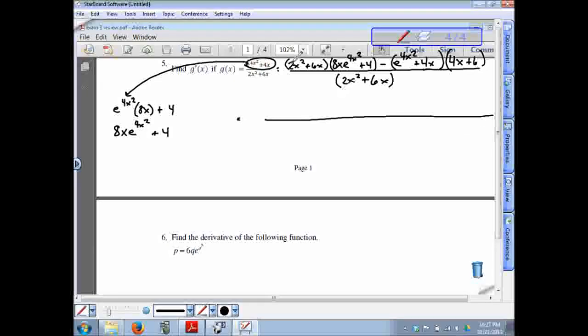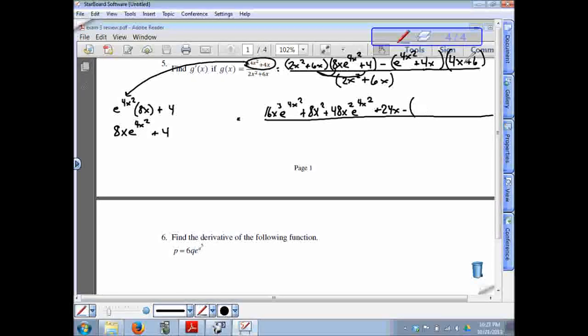So using the FOIL method, multiplying this term to that term, we're going to get 16x to the third times e to the 4x squared. And then the 2x squared times over here times 4 is plus 8x squared. Now this term times that term there, it's 48x squared e to the 4x squared, and that term times that term is plus 24x.